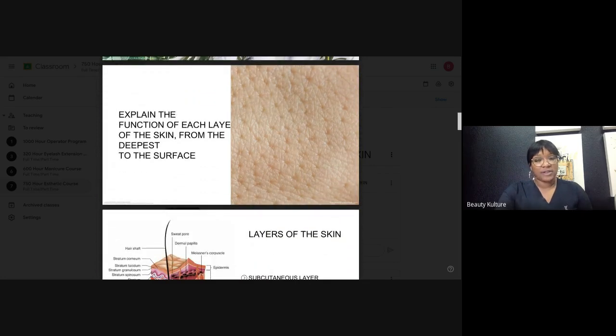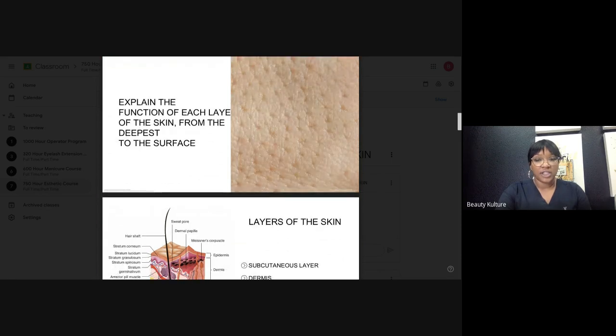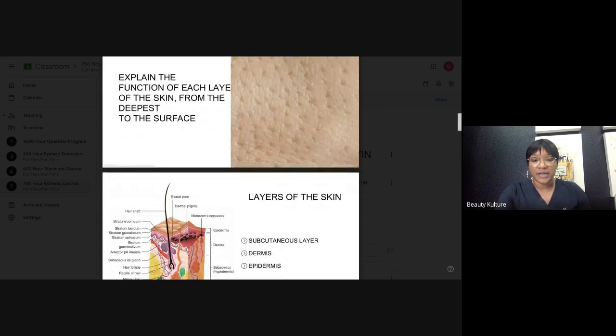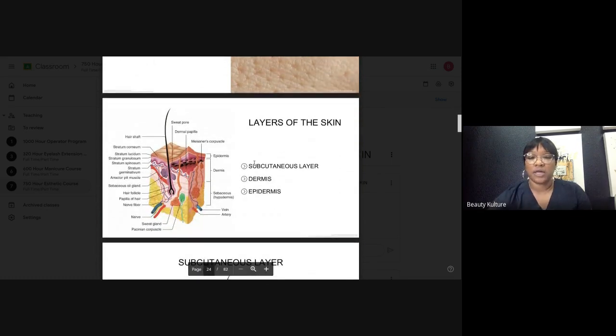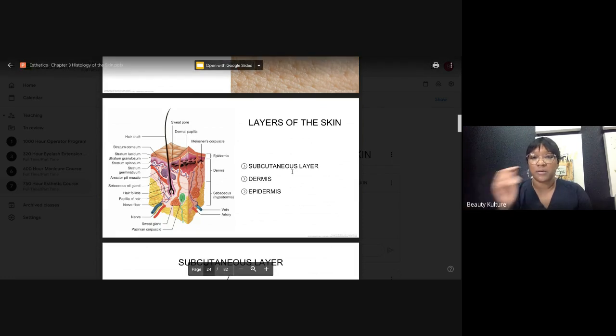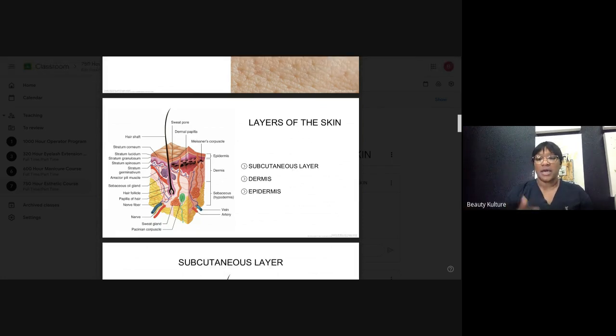The next major topic of chapter 3 discusses the function of each layer, from the deepest layer to the surface layers. I'm probably going to upload another video. I'm going to take a break here and just post different segments of this particular chapter because it is kind of lengthy. I will reconvene and we will start back with the layers of the skin.